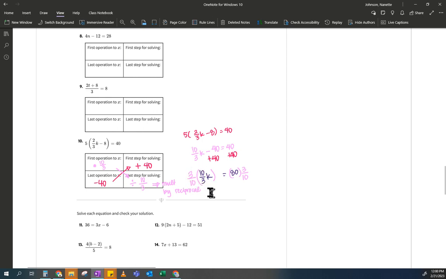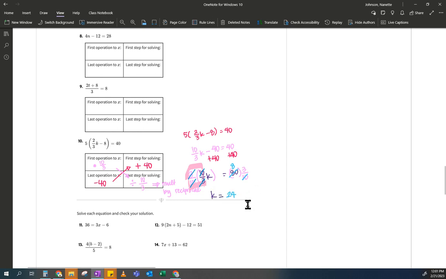Some of you are like, yeah, I see it. 10 divided by 10 becomes 1. And 3 divided by 3 becomes 1. So this is just the number 1. This is my big pretend 1 here. So all that's left is 1 times k, or just k, equals to, now here I'm going to divide out a little bit. I see 80 divided by 10 is 8, and 8 times 3 is 24. So my answer is 24.